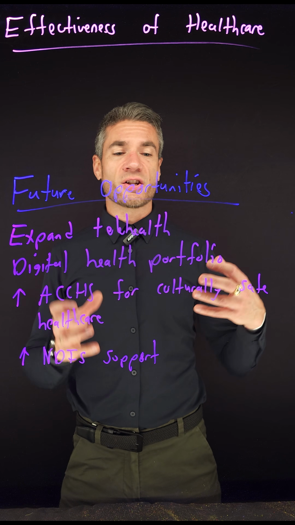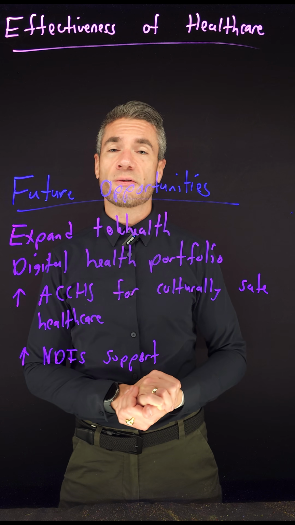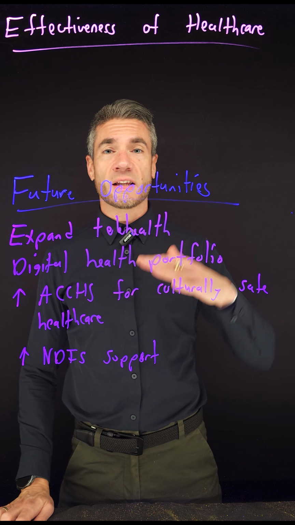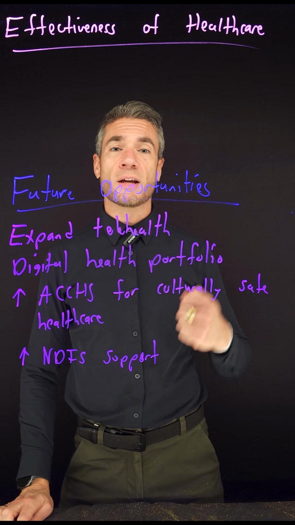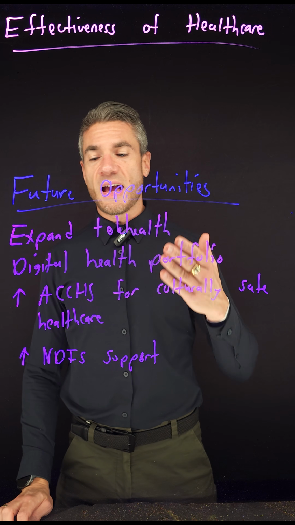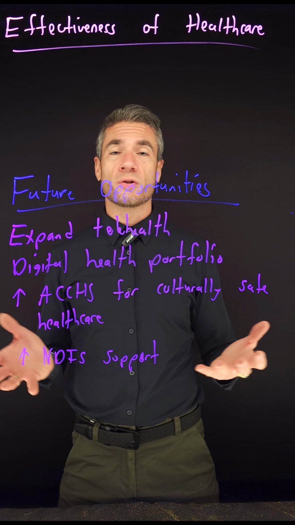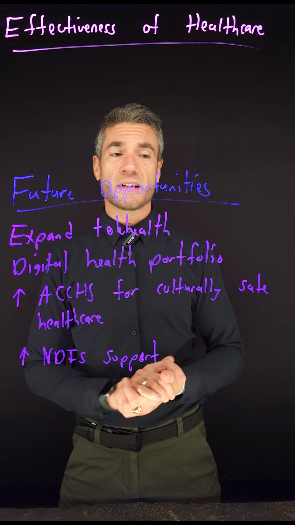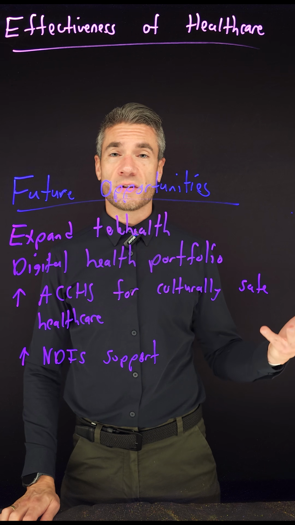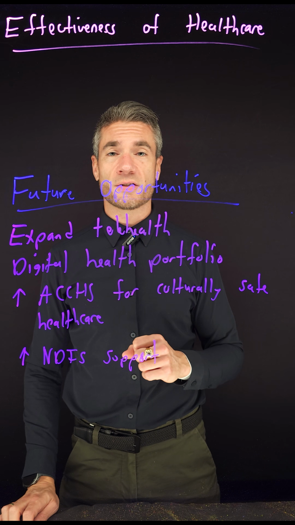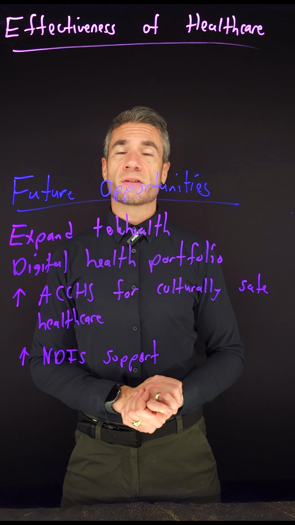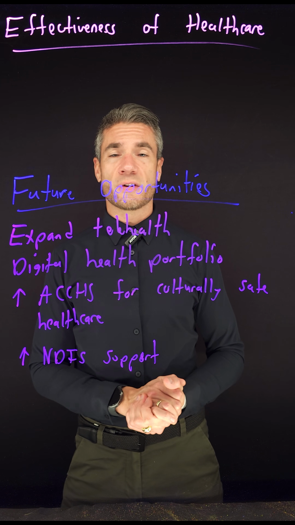Increasing the aid of CHS for culturally safe healthcare for First Nations peoples so that they feel there is no racism barrier for them accessing care and no judgment. And improving NDIS support for all the people in Australia that require NDIS, specifically including more disabilities in that eligibility list. And that was your too long didn't study version of the effectiveness of the healthcare system in Australia.